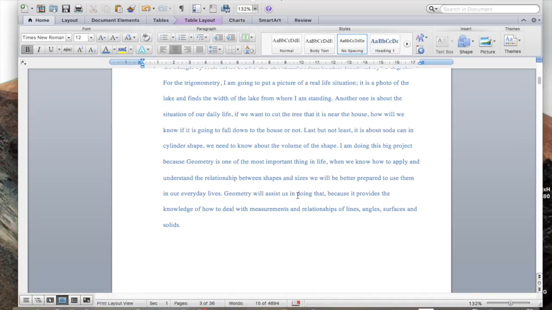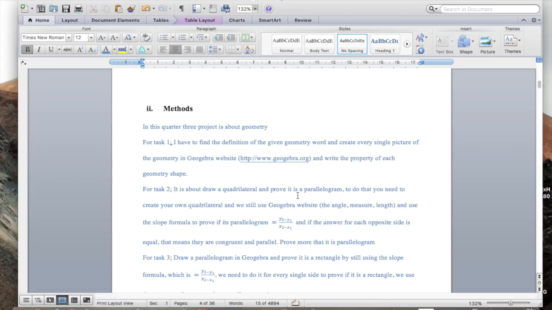We need to know about the volume of the shape, and we're doing this project because it's one of the most important things in life. When we know how to apply and understand the relationship between shapes and sizes, we will be better prepared to use them in our daily life. And these are my methods for this quarter 3 project.